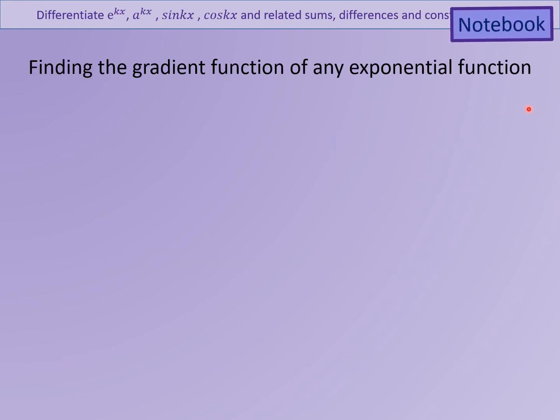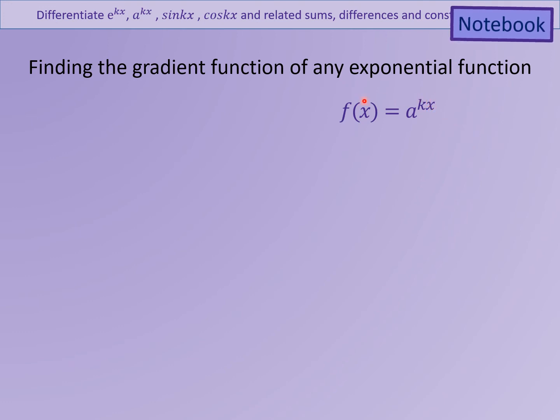So what we're going to look at is the gradient function for any exponential function. Any exponential function can be written in this form: f of x equals some number, which is a constant, to the power kx, where k is also some constant number. So it could be something like 2 to the power 3x. So a and k are just constant values.